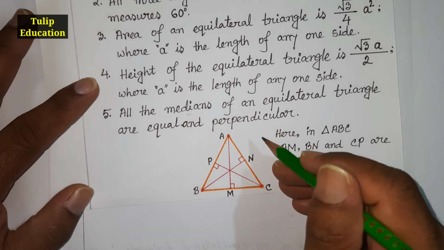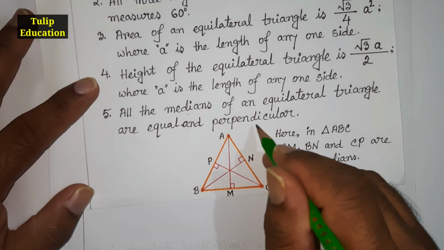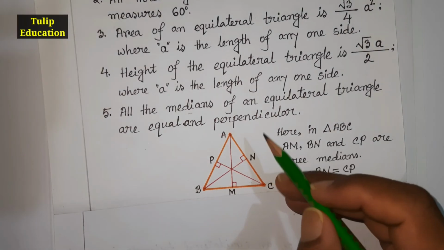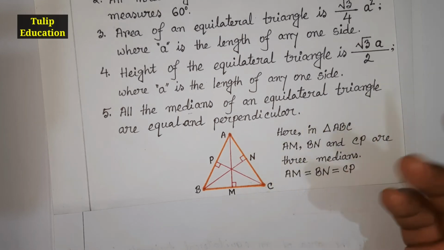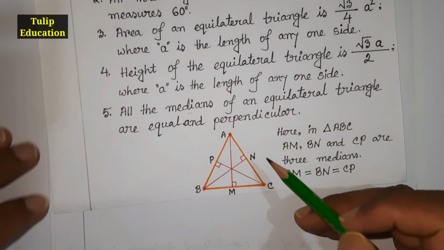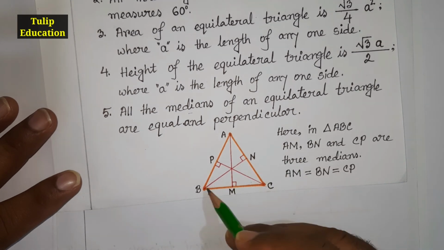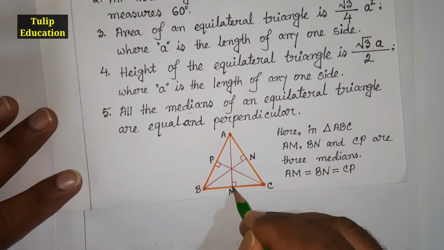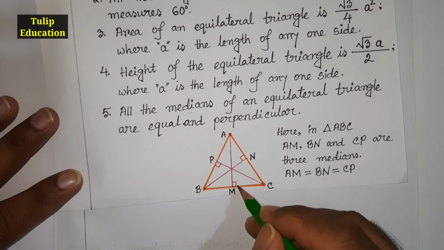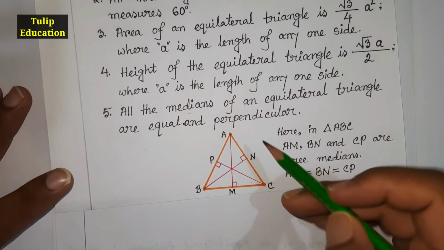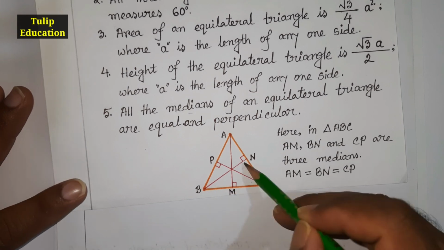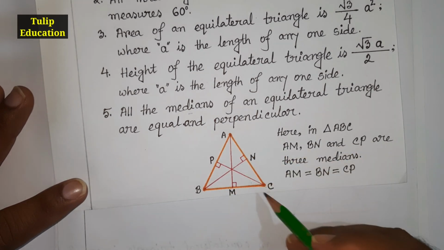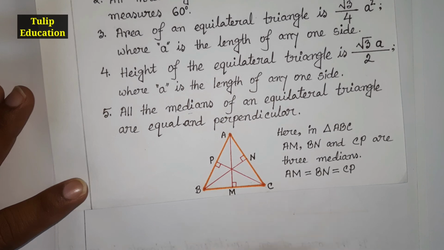Now I would like to discuss about the perpendicular lines. Perpendicular lines are lines that intersect at a right angle, that means 90 degrees. So when AM intersect BC, in this point we get 90 degree angles or right angle. So this line is perpendicular to BC. BN is perpendicular to AC, and finally CP is perpendicular to AB.